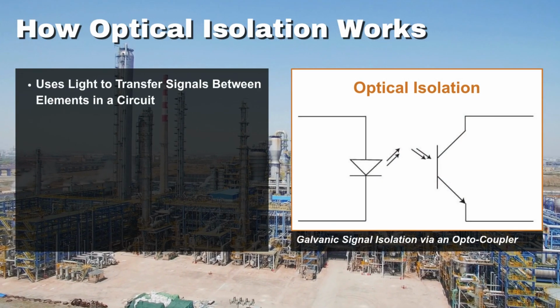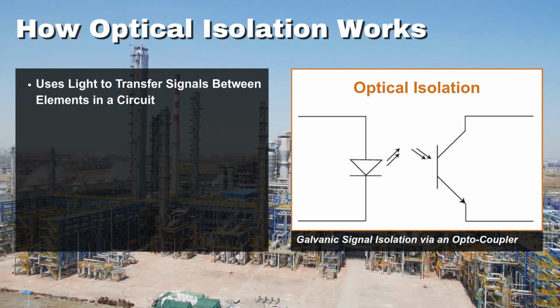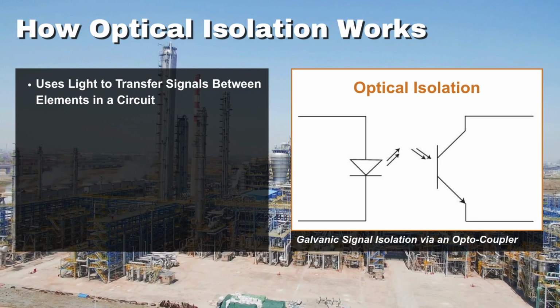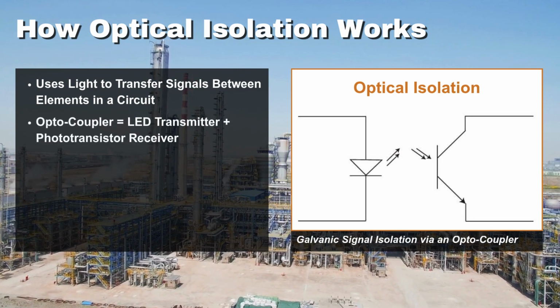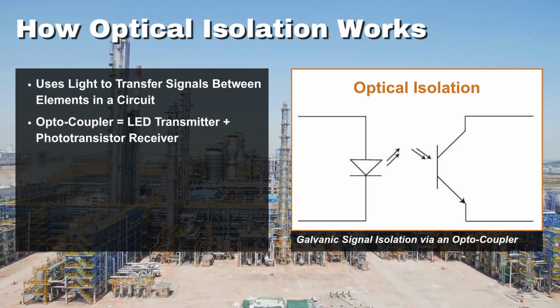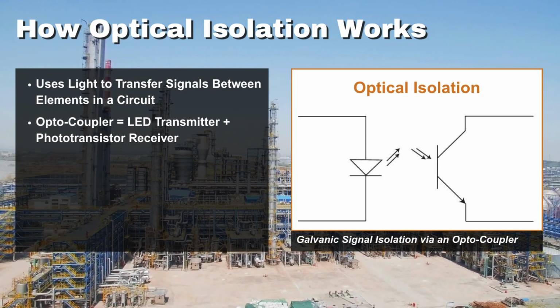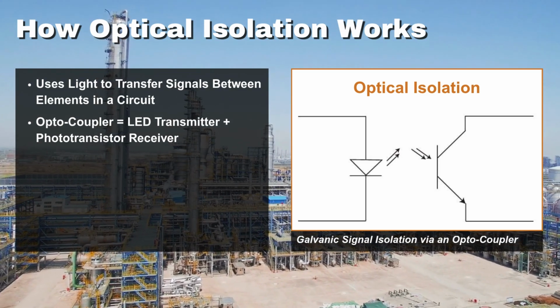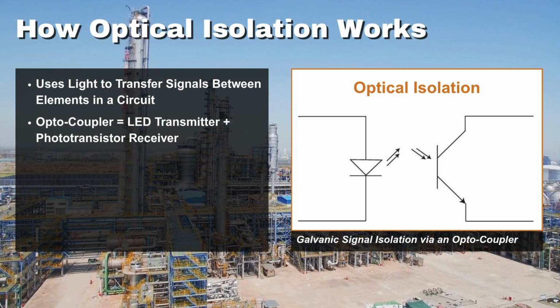Optical isolation uses light to transfer a signal between two parts of a circuit, completely separating them electrically. The key component is the optocoupler, a compact module that contains a light source and a photosensitive detector. The light source, usually an LED, acts as the transmitter, while the phototransistor serves as the receiver.